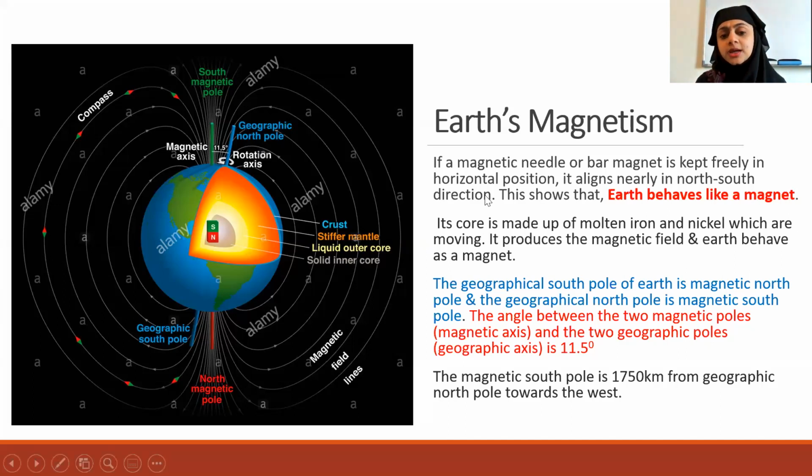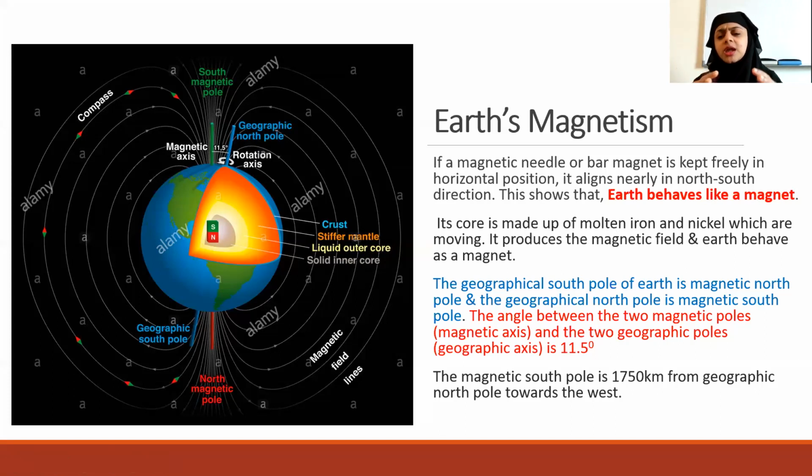So from years back, we already know that Earth has this magnetic property. Now, why does Earth behave like a magnet? Here you have the inside of Earth. There is a crust, a stiffer mantle, a liquid outer core, and a solid inner core. This liquid outer core consists of molten iron and nickel, and it's in the liquid state, under high pressure and very hot.